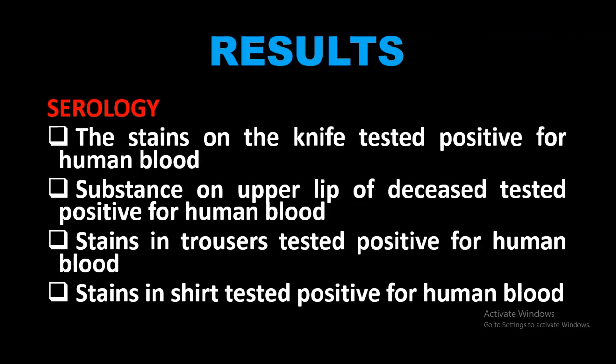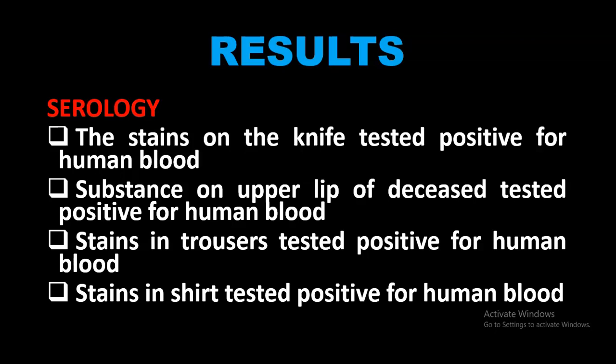So, results for the serological analysis. After subjecting the samples to serological analysis, these were the results. 1. The stains on the knife tested positive for human blood. It means the stains on the knife were indeed human blood.